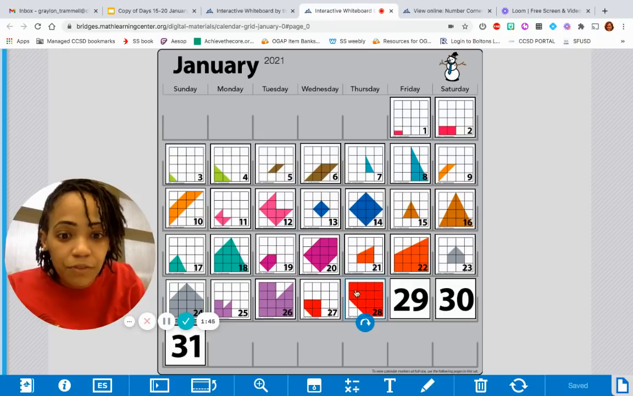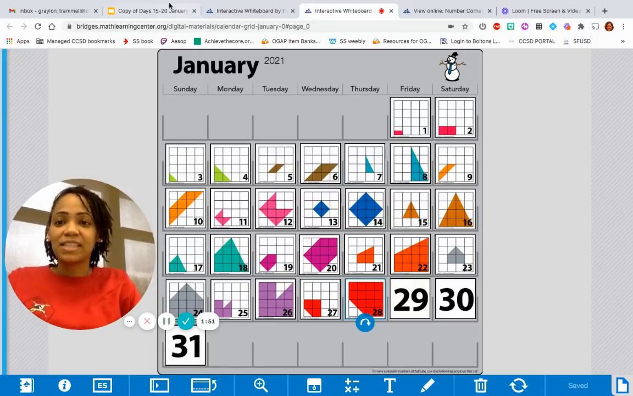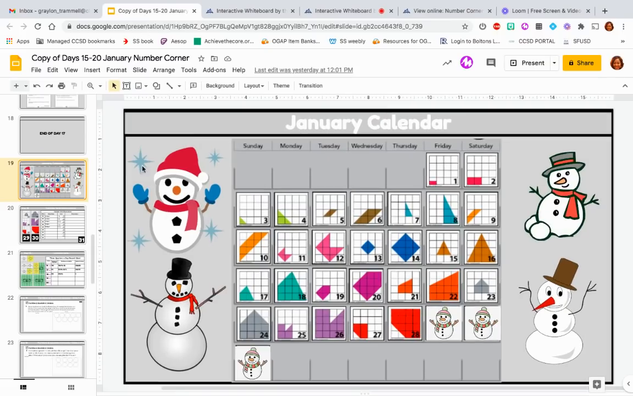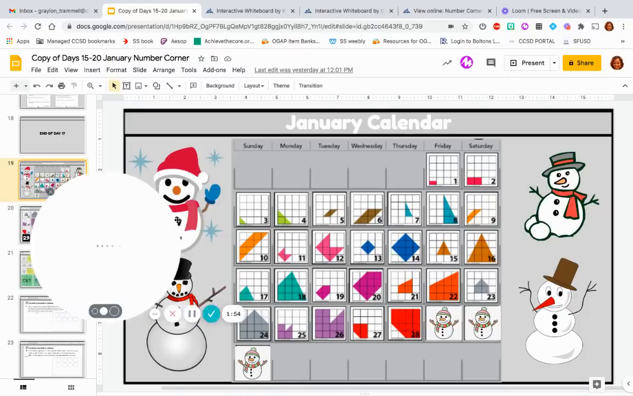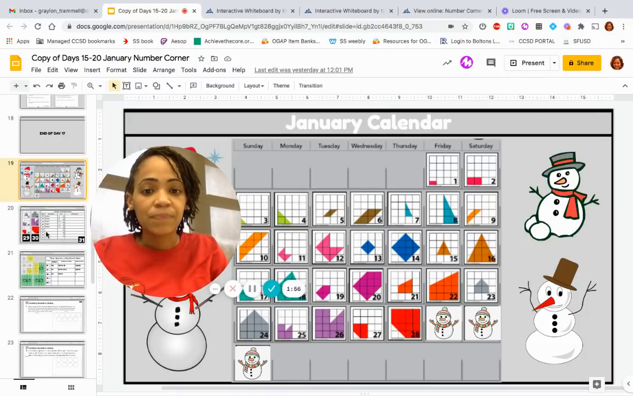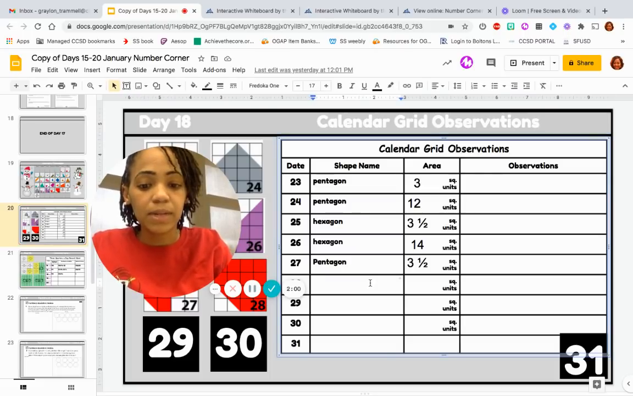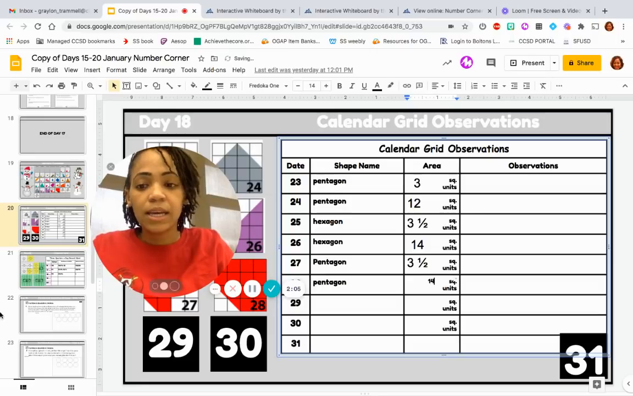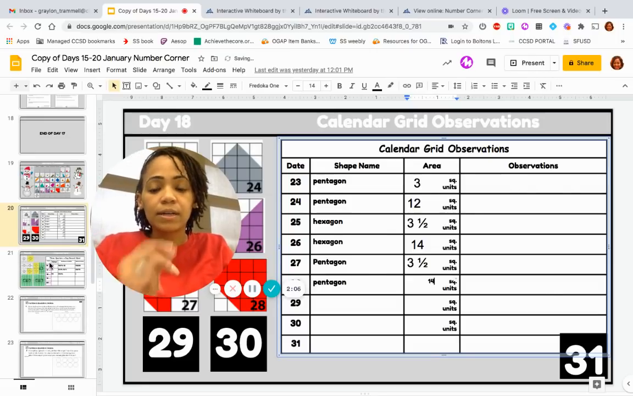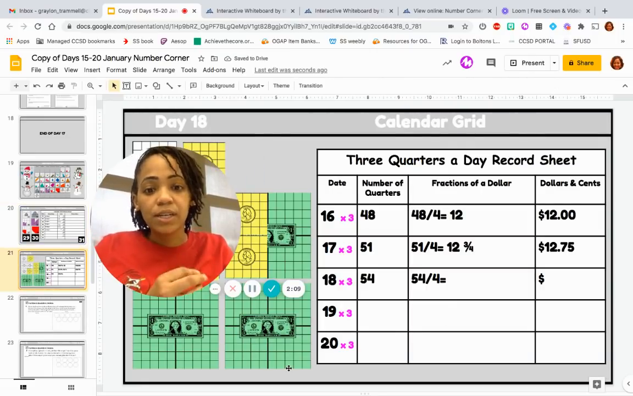Let's check. 4, 8, 9, 10, 11, 12, 13. Half plus half is 14. Perfect. So we can update that on our calendar grid recording sheet. And then we have, so I'm going to write pentagon really quickly. And I'm going to write 14. And then we have our calendar collector.